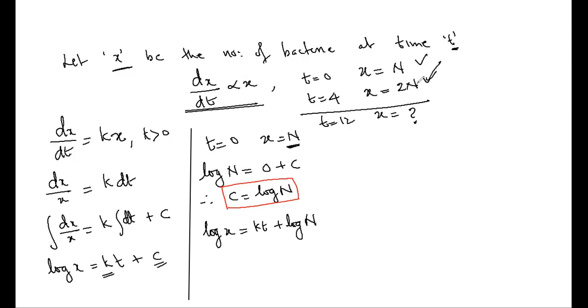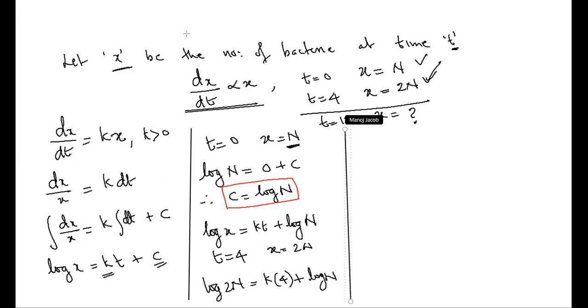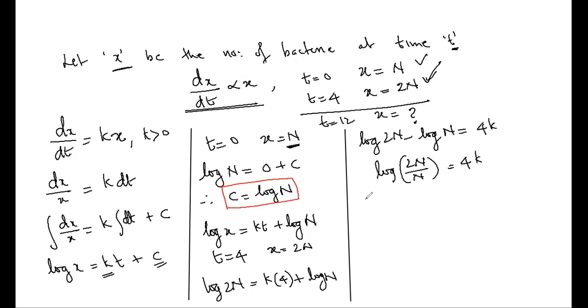Now I'll use the second condition. When time is 4, x is 2n. So log 2n is k into 4 plus log n. Again, log 2n minus log n is 4k. So log of 2n upon n is 4k. So here I got k is 1 by 4 log 2. So I got k's value.